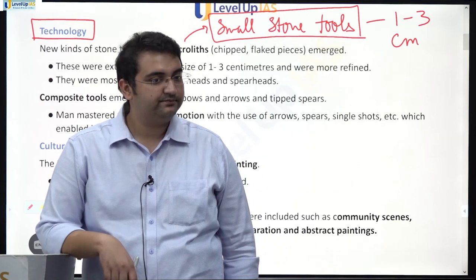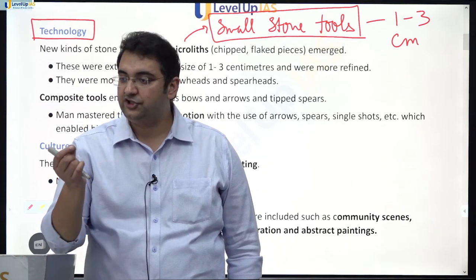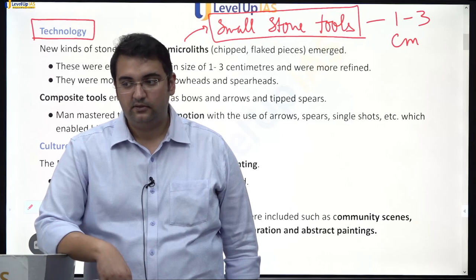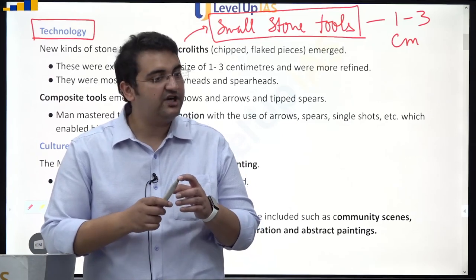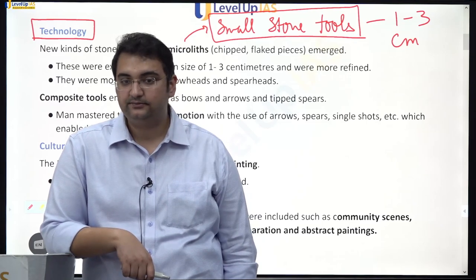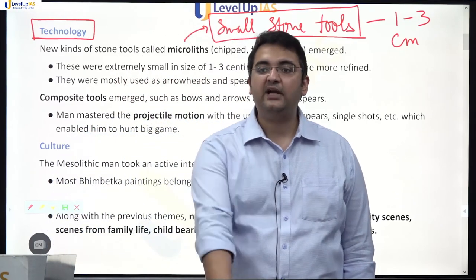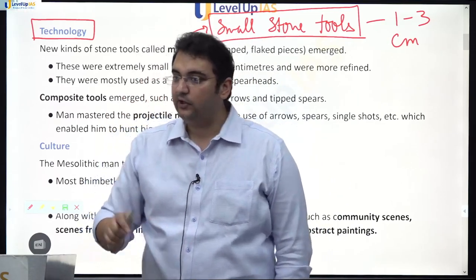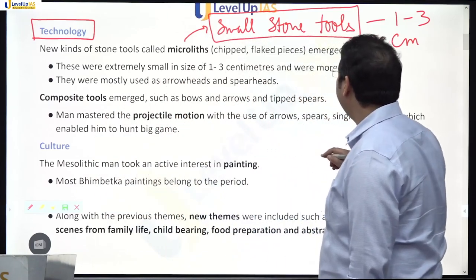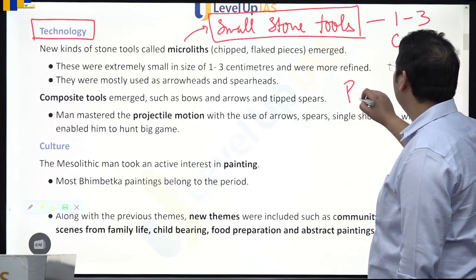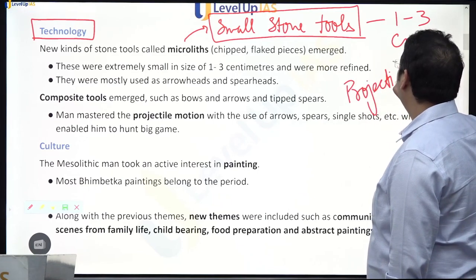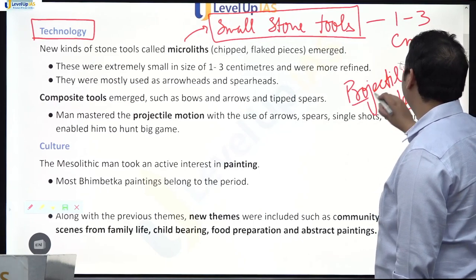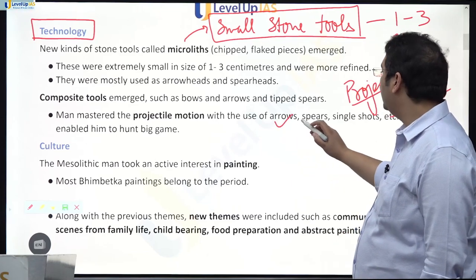These are having very sharp pointed ends, very pointed, for example, like a very sharpened pencil. So they would be used as arrow tips or spear tips, arrowheads and spearheads. Okay? So it was during this period that human beings started to use projectile weapons as well. Okay? Such as arrows, spears.